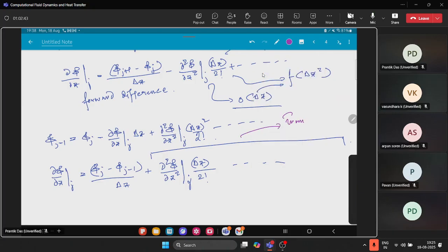Truncation errors, and the first term is called the LTE or leading term error. Is it clear to all of you? So this is called the backward difference method.